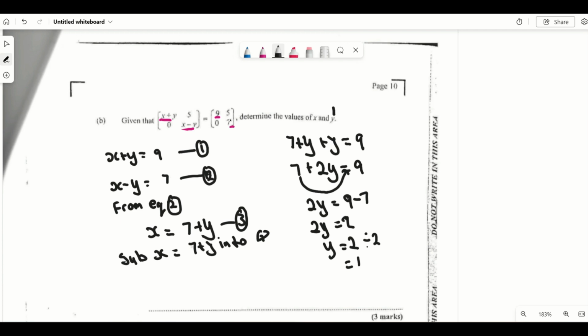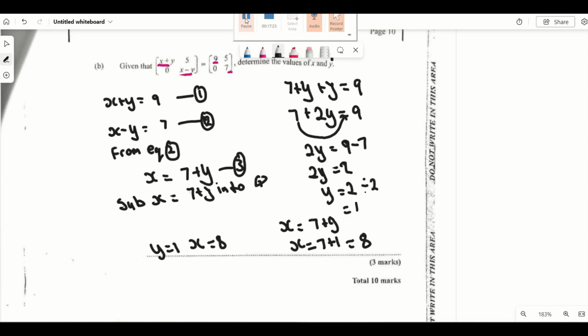And then to find out x, we have an equation here. They said that x is equal to 7 plus y. And if y is equal to 1, that means x is equal to 7 plus 1, which is equal to 8. So we know that y is equal to 1 and x is equal to 8. And that would be your answer for part B. Alright, so that is the end of May-June 2021.